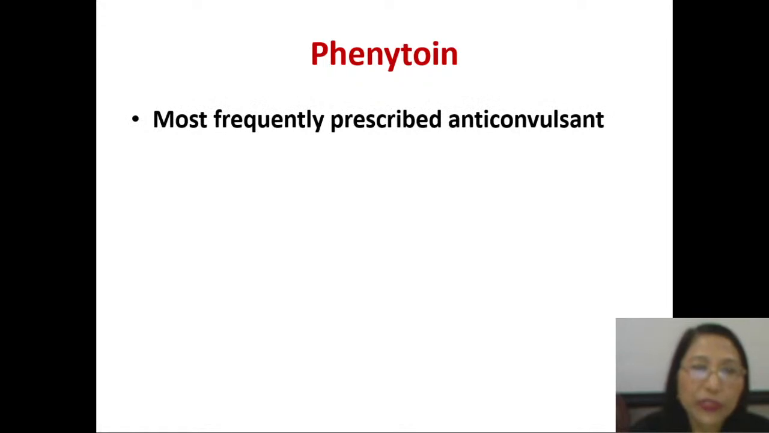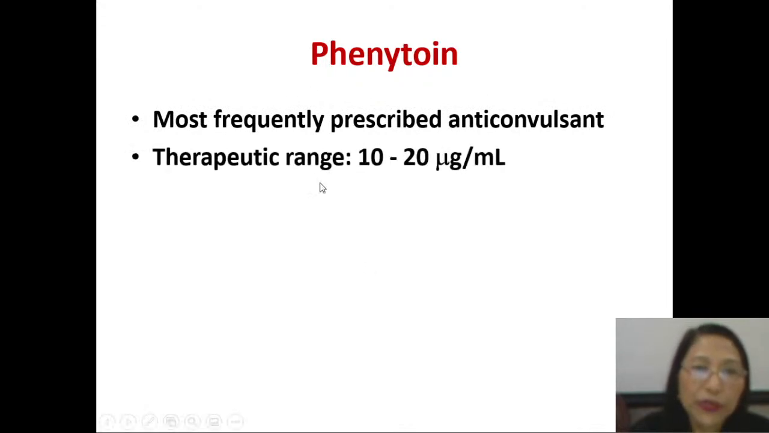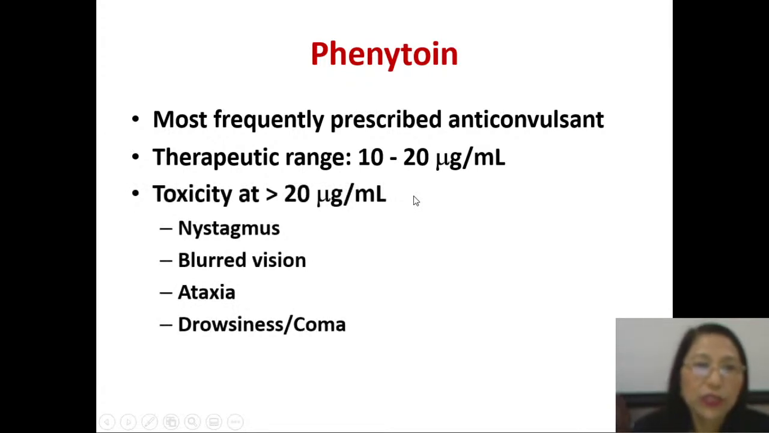Phenytoin, most frequently prescribed anticonvulsant. The therapeutic range is 10 to 20 microgram per ml, and toxicity occurs when it is more than 20 microgram per ml. So when a patient comes to your OPD with nystagmus or ataxia, he is not able to walk properly, and he complains of blurred vision or drowsiness or coma, you can think that the patient has gone into the toxic range, and you may have to reduce the dose of the phenytoin in that patient.